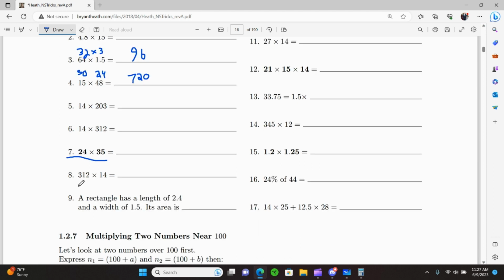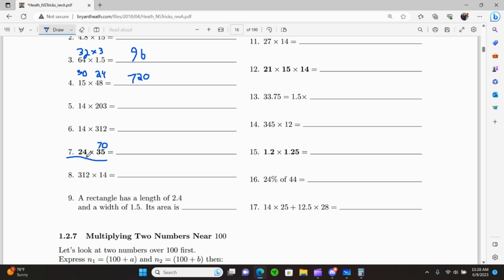The last problem that we're going to talk about is number 7. It's highlighted bold like it's a challenge problem, but I don't think it's too bad. My best tip to give you guys for this lesson is try to make one of the numbers end in 0. And the easiest way to do that here is to double 35. So I'm going to turn that into a 70.